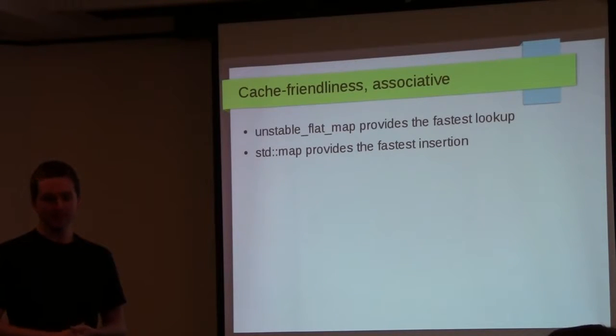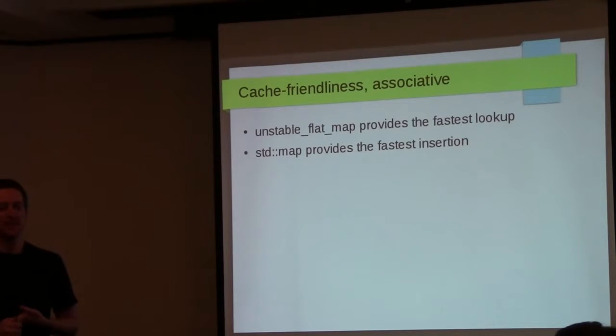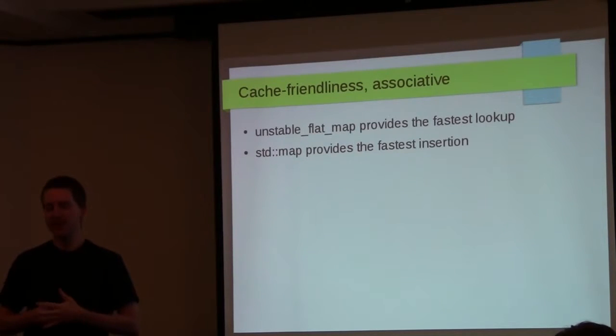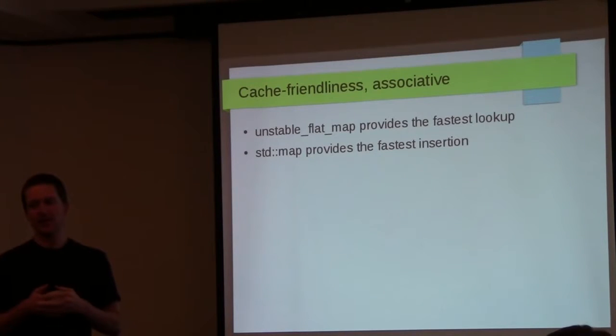Yes? Could you explain what the unstable flat map is one more time? Yes. So the unstable flat map is a name I provided in that code I linked to. It provides a map interface, but underneath it's a sorted standard vector. The only addition it makes over the map interface is that it also provides the ability to do batch insertion by way of an iterator pair.